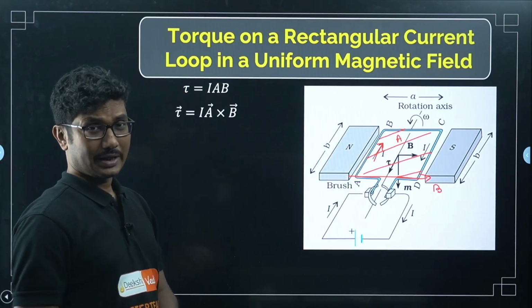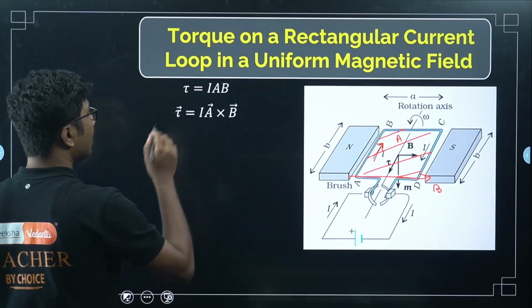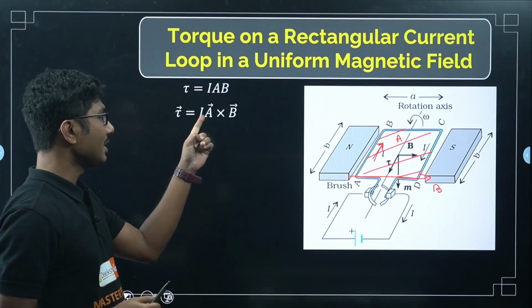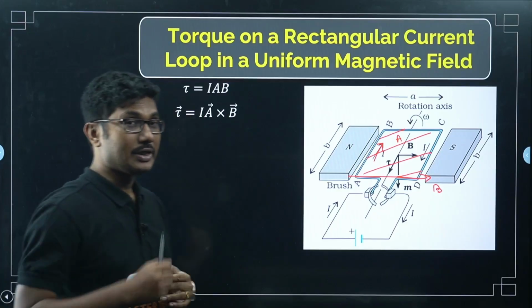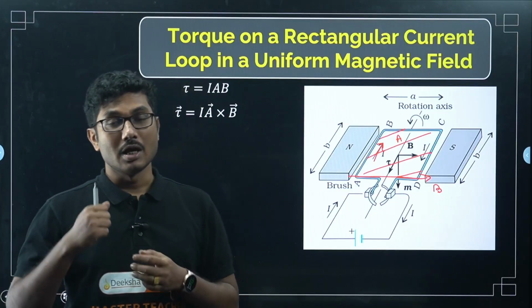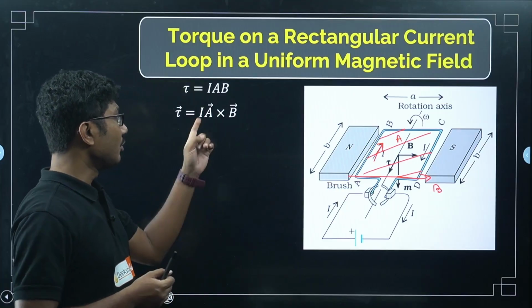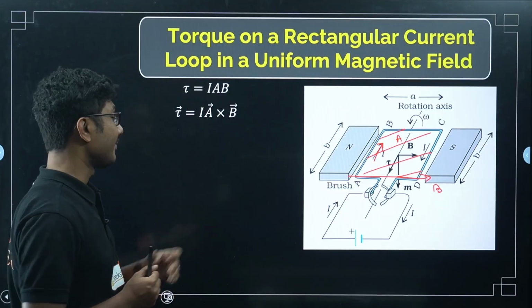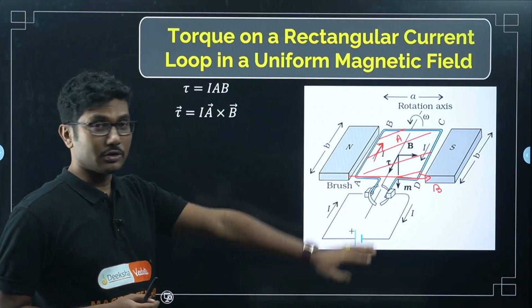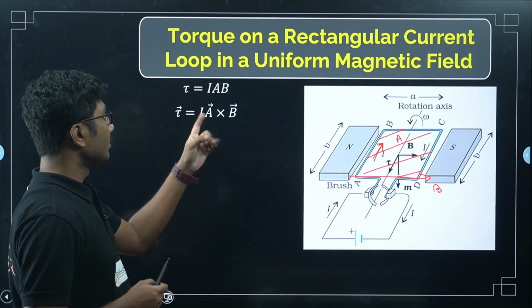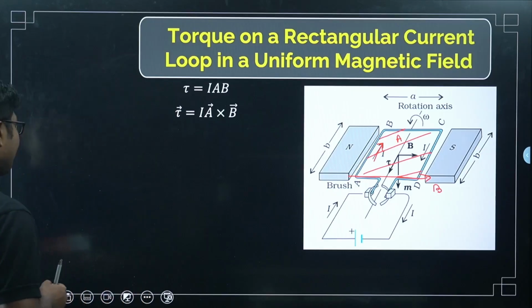Now torque is a vector quantity, so we can write torque as I times, now current is not a vector quantity, but surface area is a vector quantity. We learned about surface area as a vector quantity in Gauss's law, remember that. So we can consider the surface area as a vector, and B is obviously a vector quantity. It is from north pole to south pole for a magnet. So we can write the torque as a vector quantity like this.